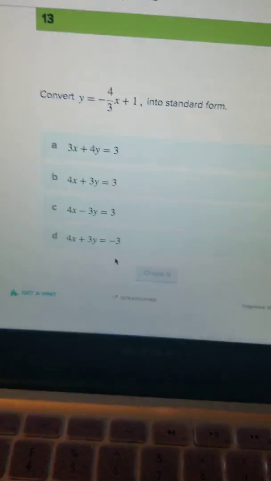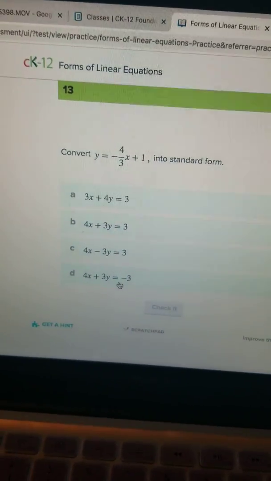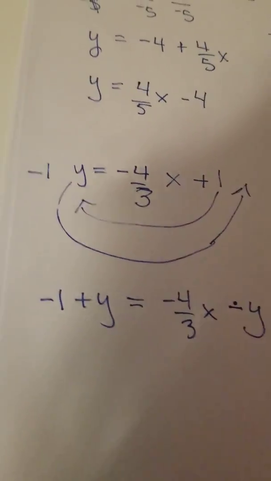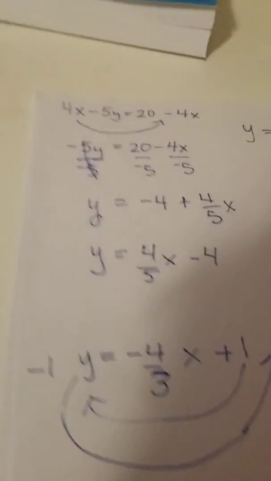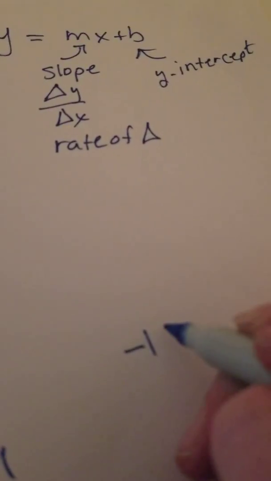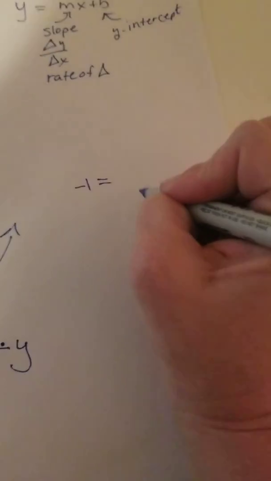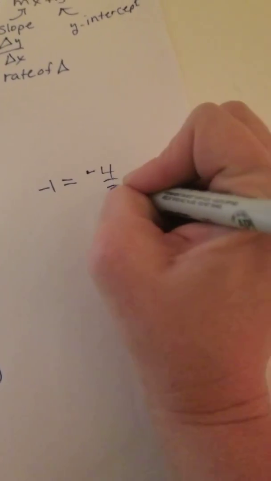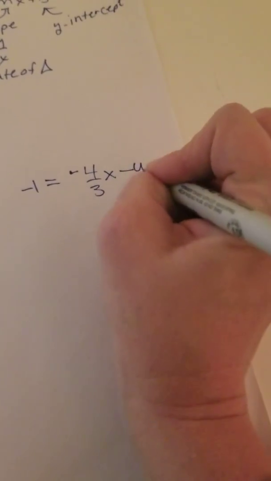So we need it to look like that. And none of those do, of course. So now it makes it difficult. Okay. So how do I make this look normal? Like what their answers are. I have negative 1 equals negative 4 over 3x minus y.